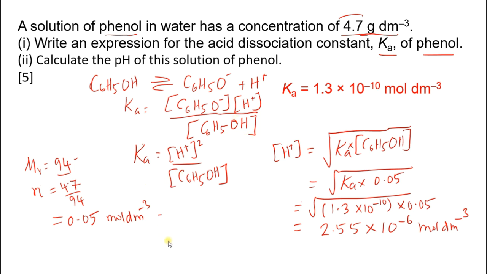I suppose you know the next step is minus log of this value. So minus log of this value here, do that in your calculator, you will get 5.59. Always give the pH value to 2 decimal places.